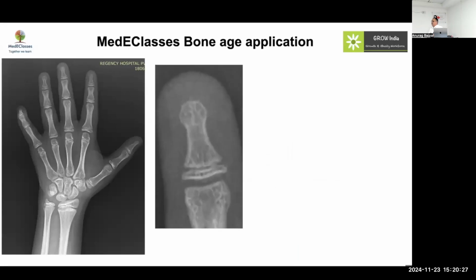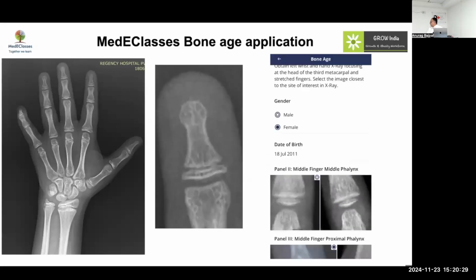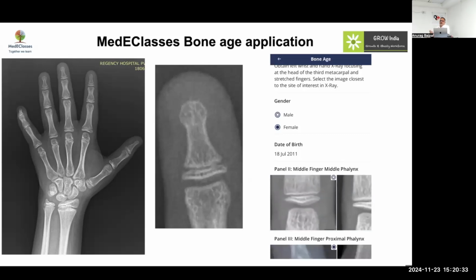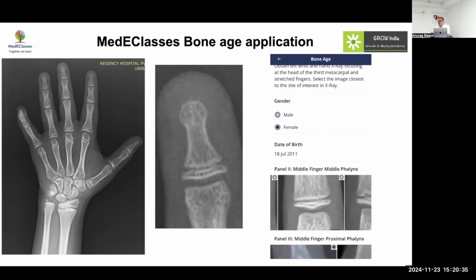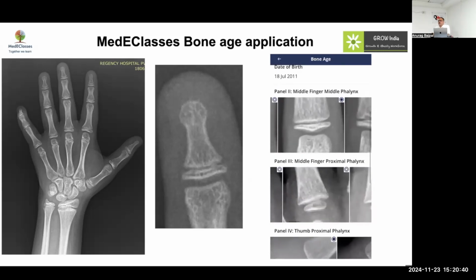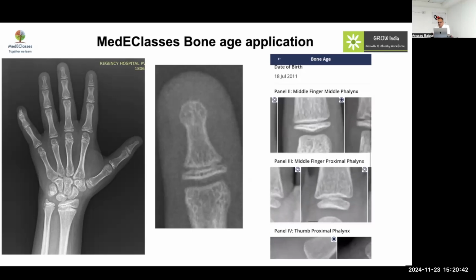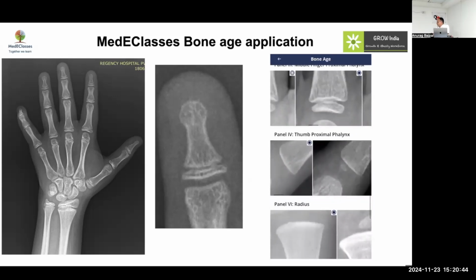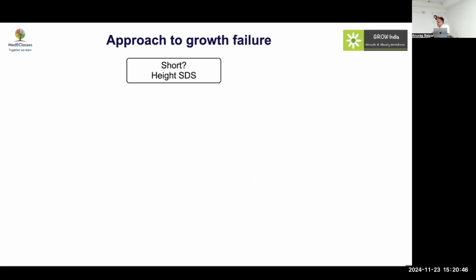You just have to compare 5 different sites: the middle finger middle phalanx, middle finger proximal phalanx, thumb, radius, and ulna. And this takes approximately 2 minutes, even for a non-expert, with good validation compared to the standard Tanner-Whitehouse method. This has been used a lot, and we've got a lot of publications coming out from that.